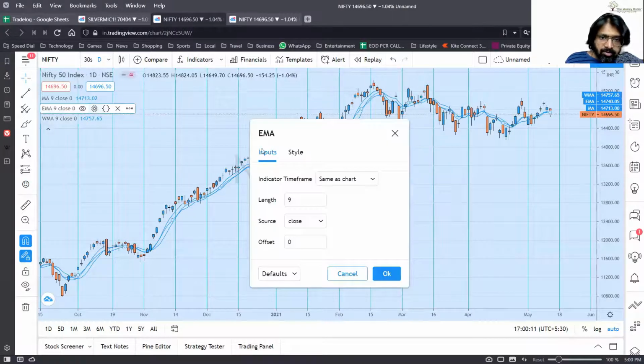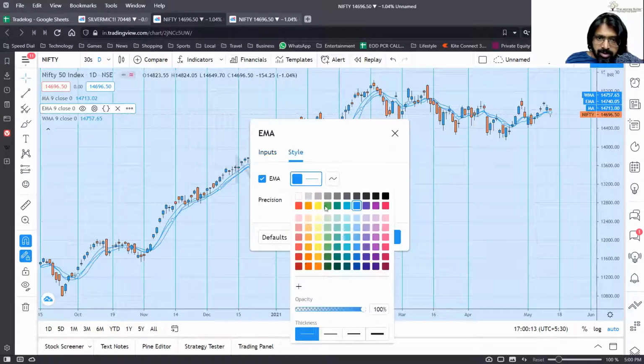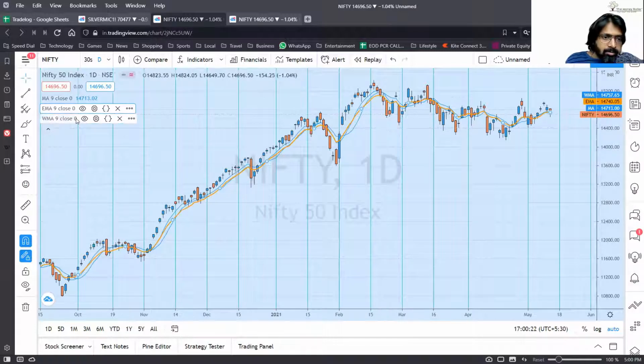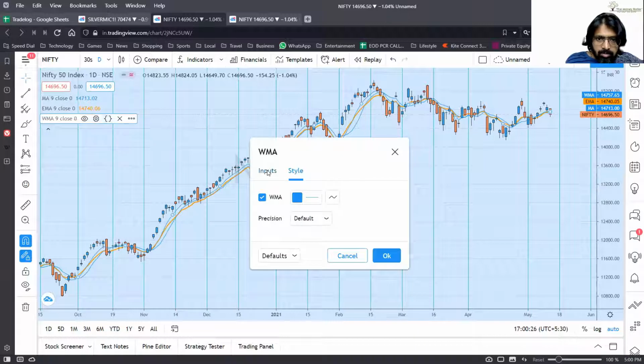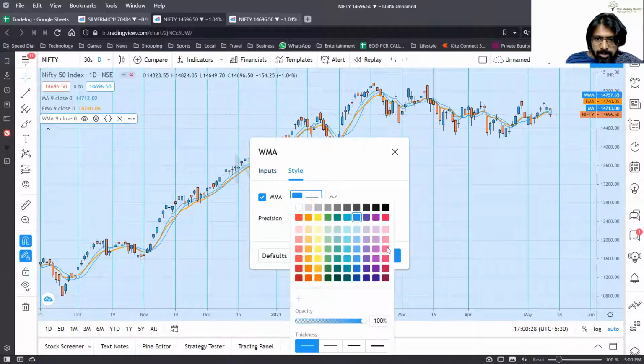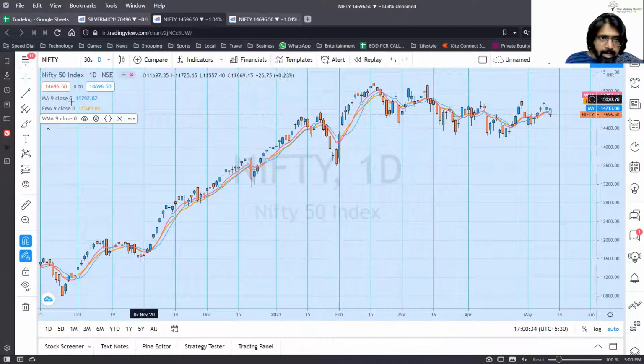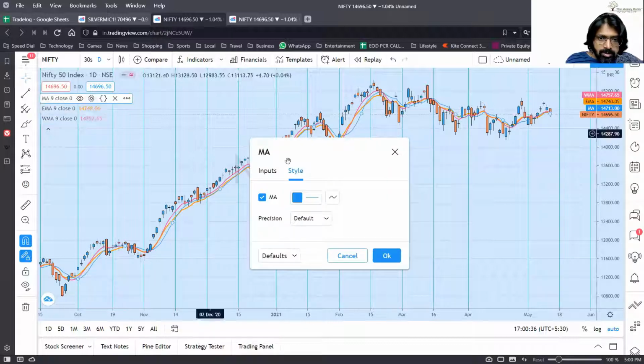Let me give them different colors so that you can identify. The exponential one is orange, and the weighted one I will make red. And the simple one is blue. I'll just make it a bit thick.